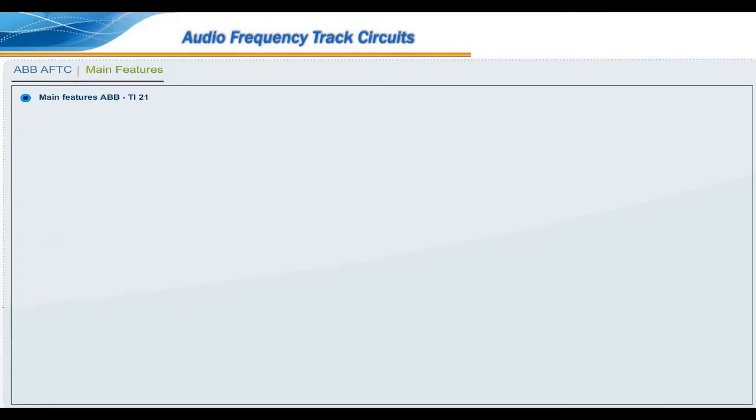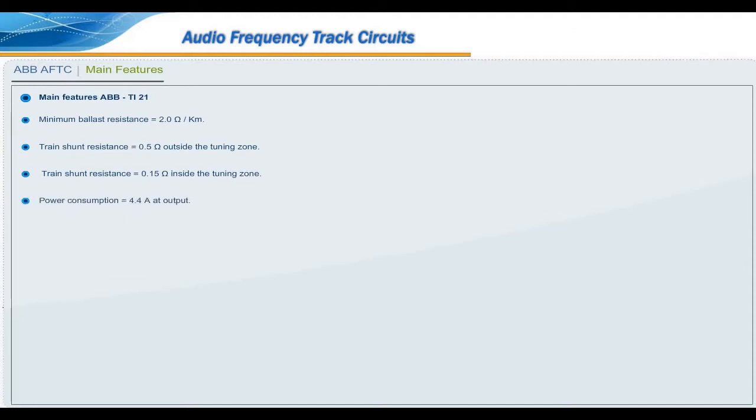Features of ABB TI-21: Minimum ballast resistance equal to 2 ohm per kilometer. Train shunt resistance equal to 0.5 ohm outside the tuning zone. Train shunt resistance equal to 0.15 ohm inside the tuning zone. Power consumption equal to 4.4 ampere at output.